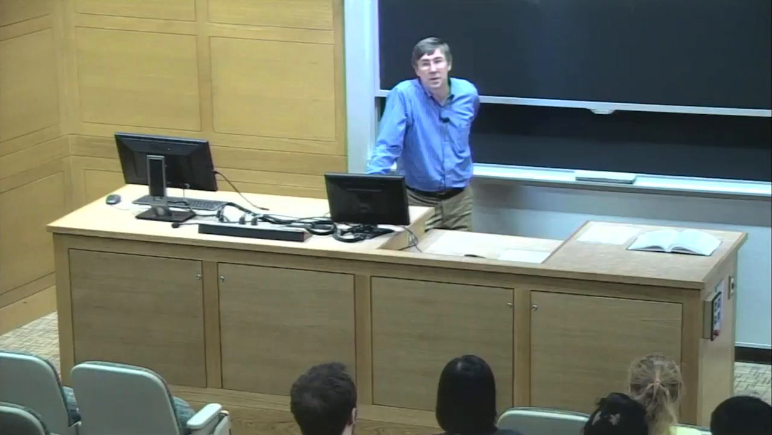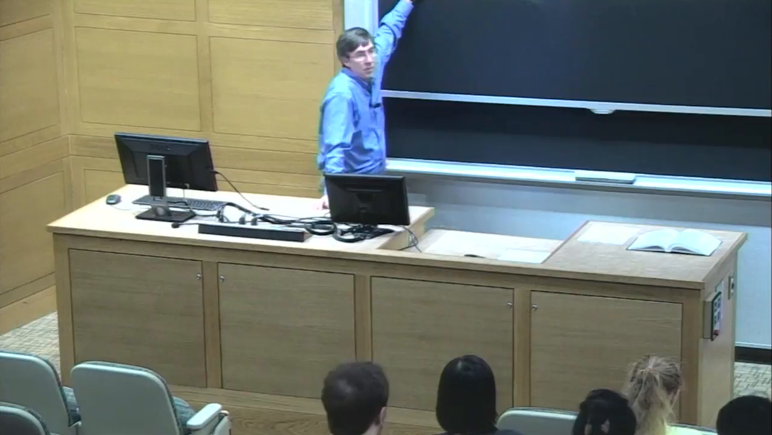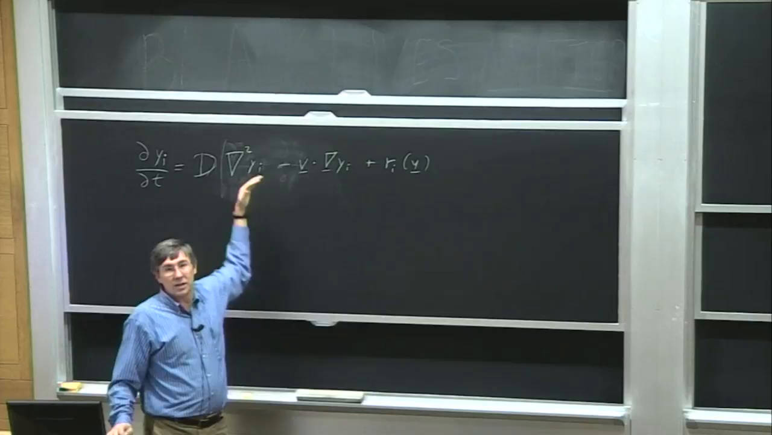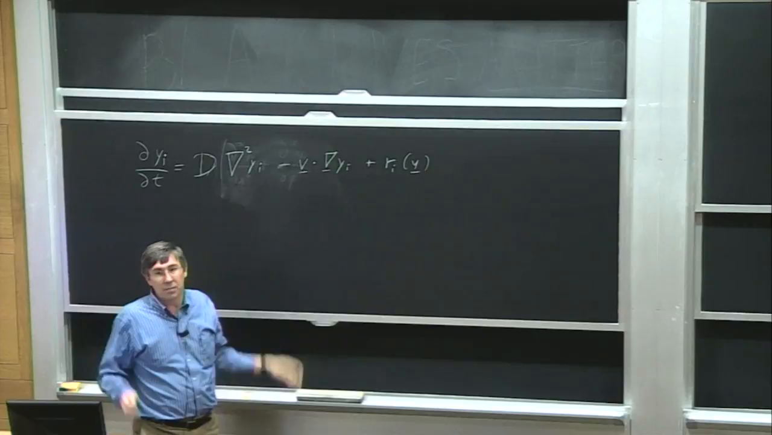So the change in the mass fraction of the species at a point x, y, z at time t, that differential is given by a diffusion term, a convection term, and a reaction term. So this is a pretty famous equation. This is part of the Navier-Stokes equations for the whole reacting flow system, which I hope you guys have seen already, and for sure we'll see if you haven't seen them yet.